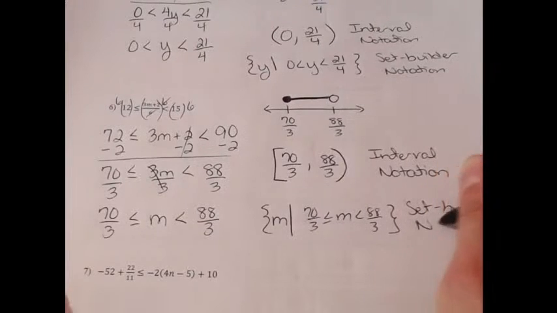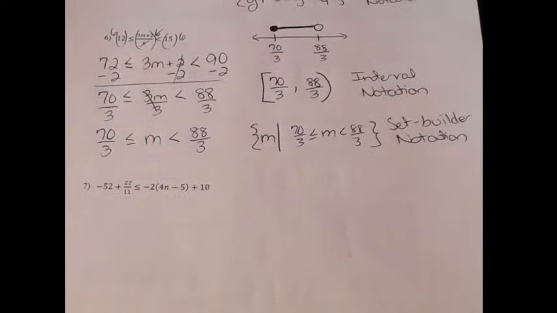There is one more problem here, and actually what I'd like you to do is take number 7 home with you, complete that, and when I scan my notes, you'll see the solution there. But tomorrow I want to go right into graphing linear inequalities, or excuse me, on Monday. So this reads, negative 52 plus 22 over 11 is less than or equal to negative 2 times 4n minus 5 plus 10.